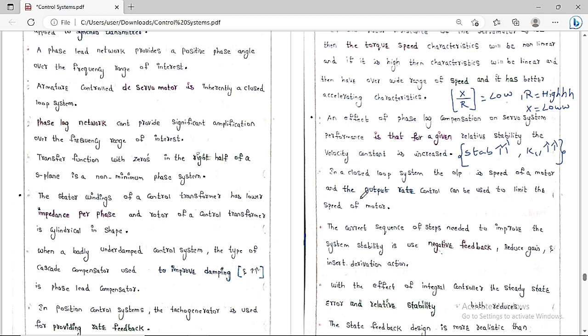The next point is, in a closed loop system, the output is the speed of a motor, and the output rate control can be used to limit the speed of the motor.